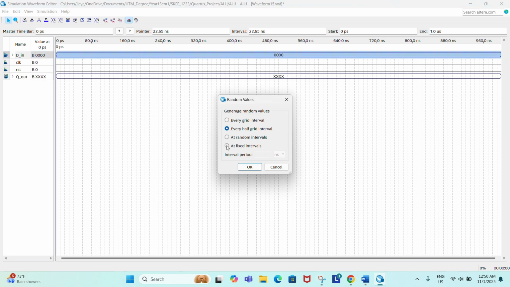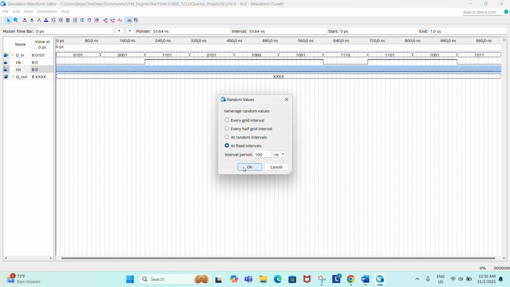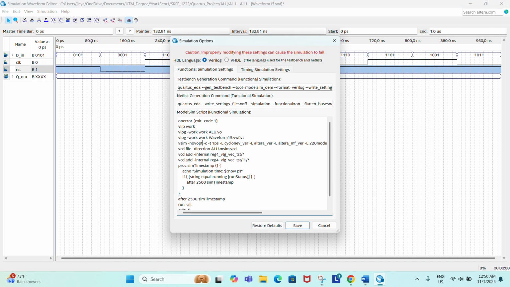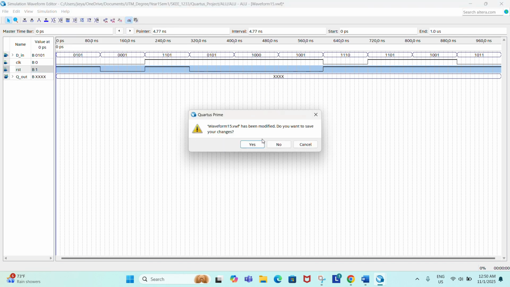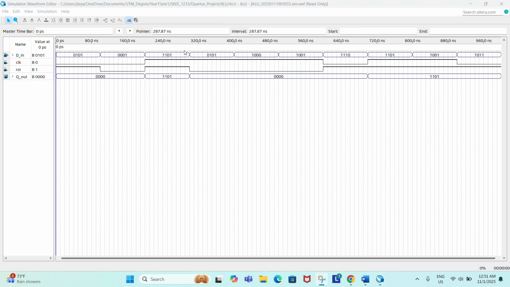And here I will put random values at a fixed 100 nanosecond interval. Remember to delete the no read out in the function simulation settings. So during the 200 to 300 nanosecond interval, reset is equal to 1 and there is a positive edge of a clock. Therefore, the Q out is equal to D in. This shows that the design of the 4-bit D flip-flop is correct.